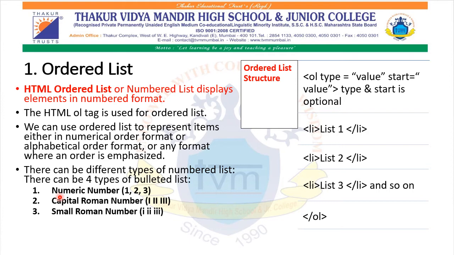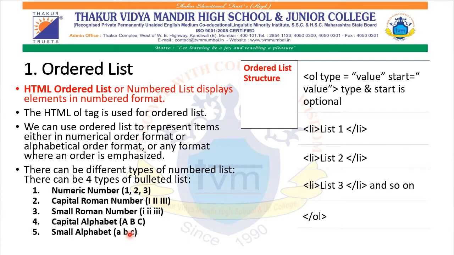Then the fourth is capital alphabets, where the sequence starts with uppercase alphabets like capital A, B, C, etc. And the last, fifth, is small alphabets, where the list starts with lowercase alphabets like a, b, c, etc.